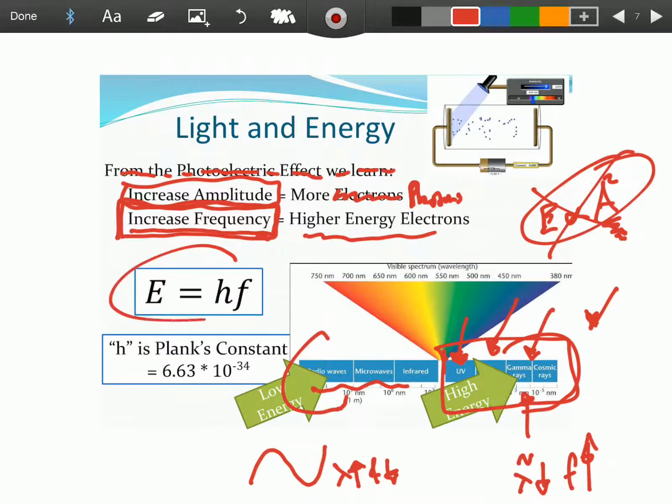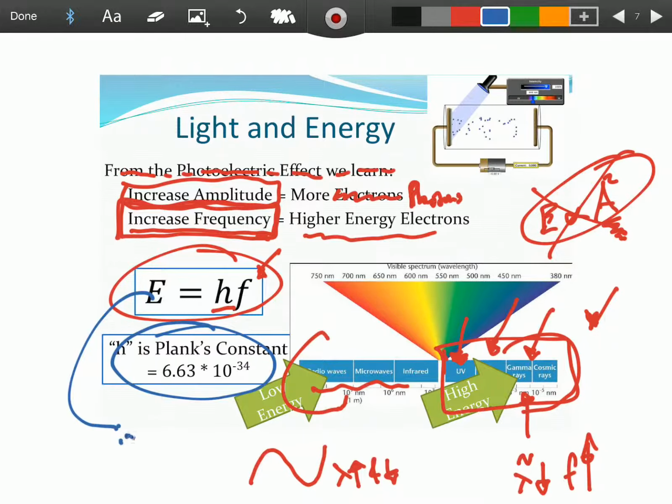So this equation we can use if we wanted to calculate the exact amount of energy carried by light. You take the frequency, multiply it by Planck's constant, which is just this magic number right here, and that'll kick out some energy number in joules.